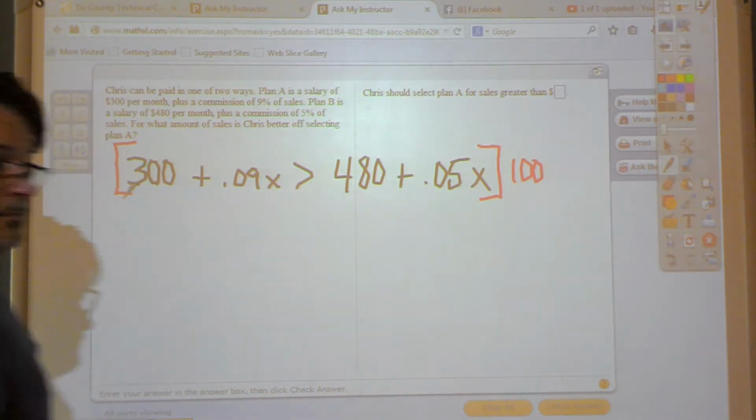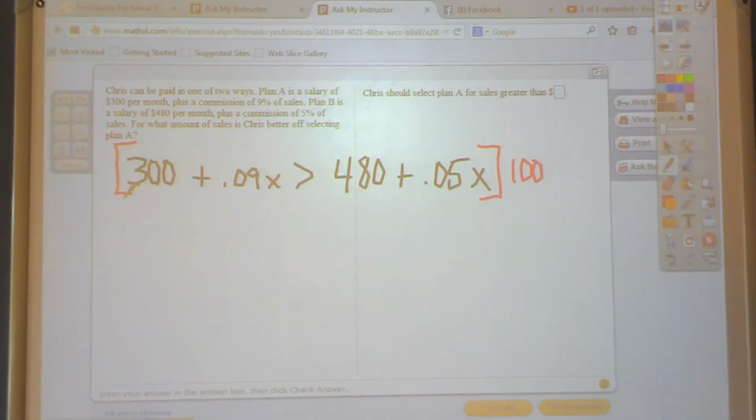Okay? When do you use a calculator? When you need to. When do you need to? 25.37 times 36. Yeah, you need a calculator. Taking the square root of 25, no, you do not need a calculator.